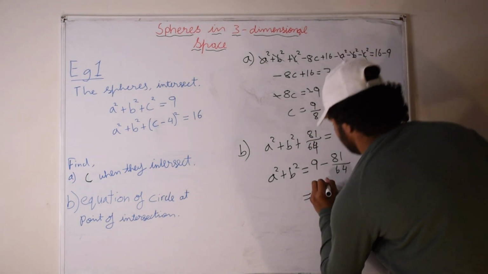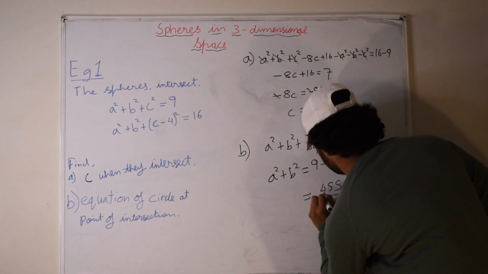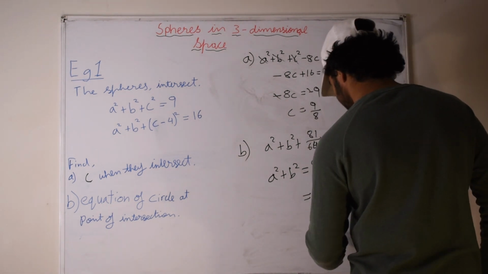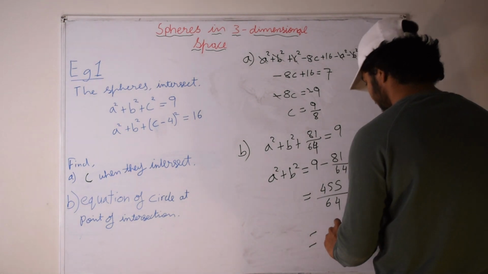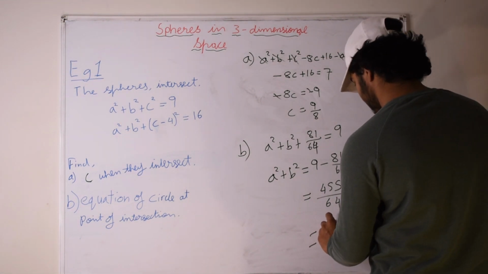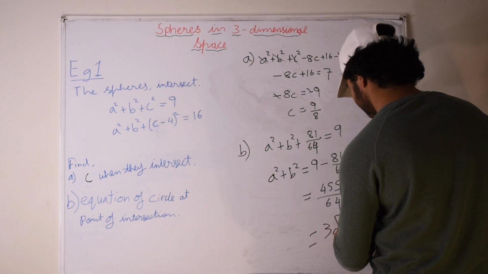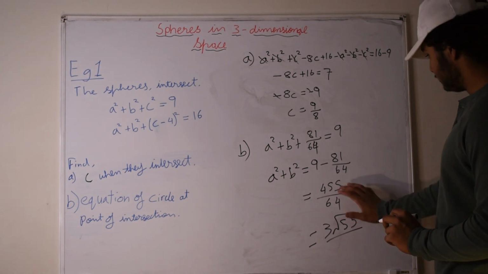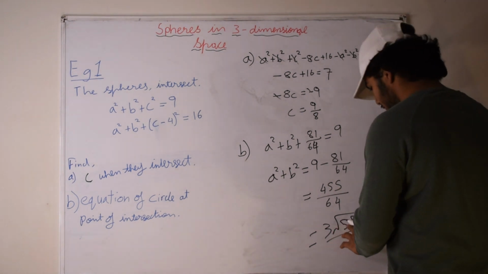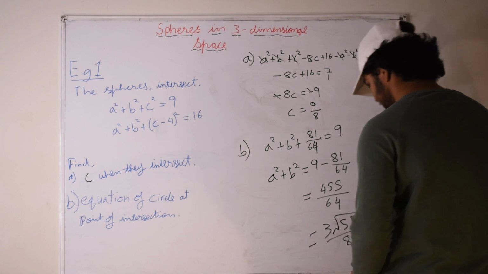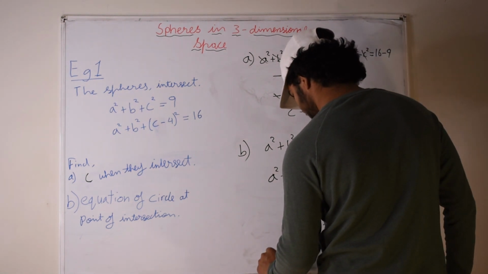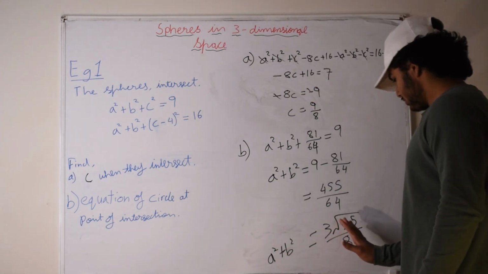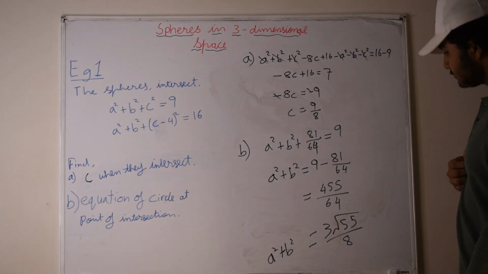This then gives me 455 upon 64, which we can further simplify as 3 root 55, I believe, all upon, we're squaring both sides, top and bottom, sorry. So 3 root 55 upon 8 is what we get for a squared plus b squared. A squared plus b squared equals this over here.